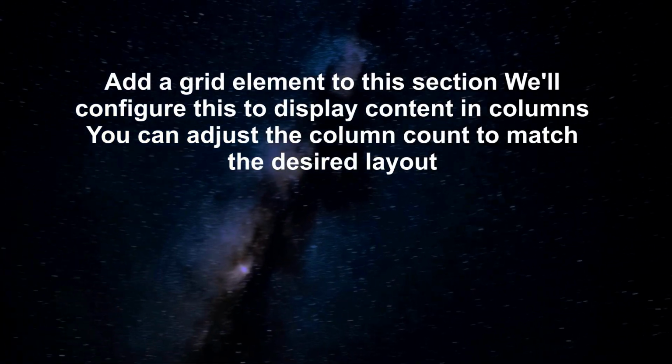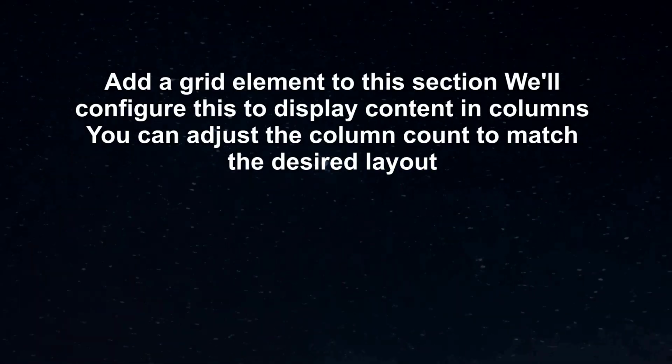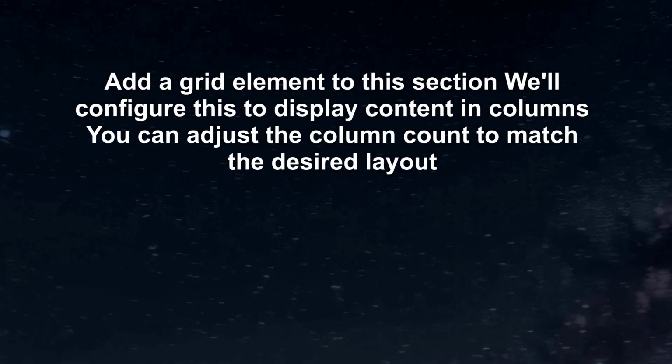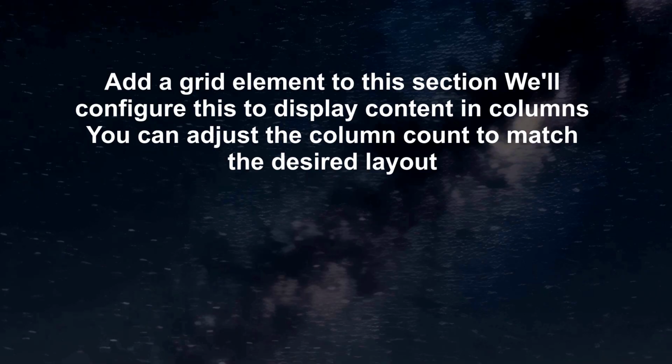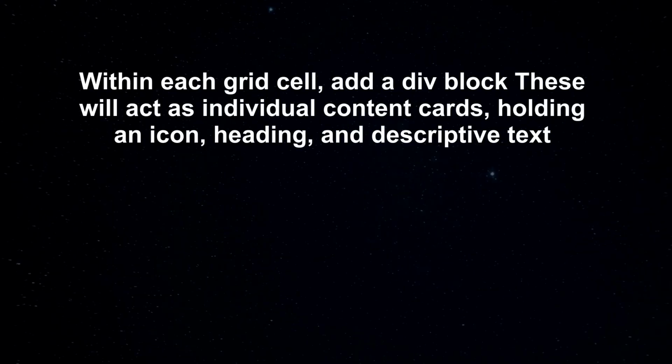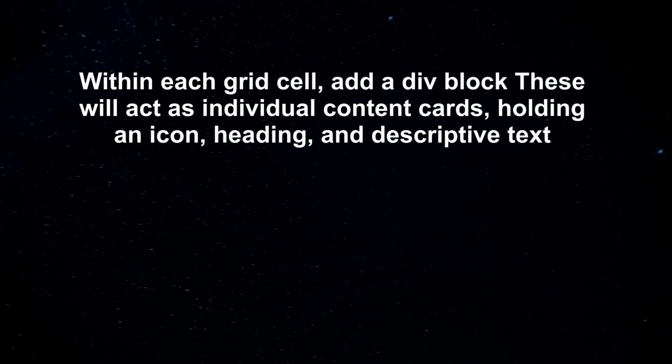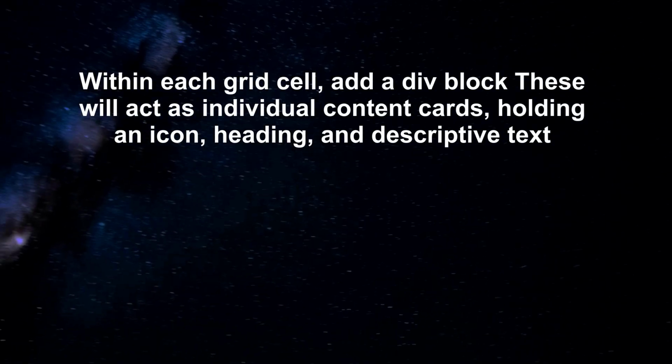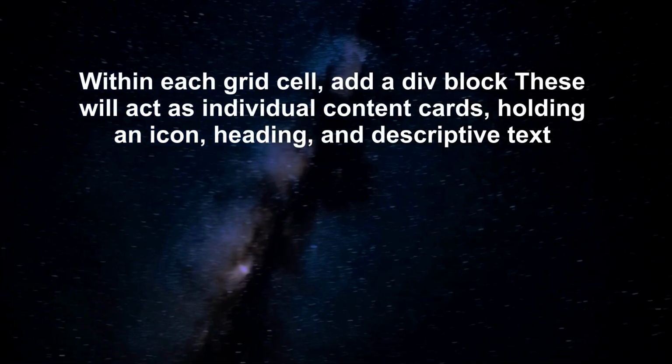Add a grid element to this section. We'll configure this to display content in columns. You can adjust the column count to match the desired layout. Within each grid cell, add a div block. These will act as individual content cards, holding an icon, heading, and descriptive text.